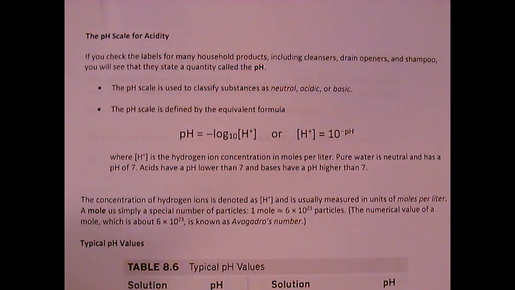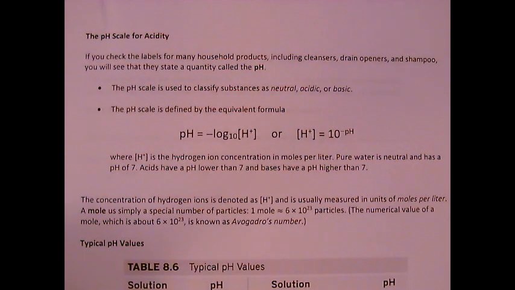Now the pH scale is used to classify substances as neutral, acidic, or basic. And the pH scale is defined by the equivalent formulas here. Here, pH is equal to the negative of the log to the base 10 of H plus, or the H plus is equal to 10 raised to the negative pH. Now, H plus is the hydrogen ion concentration in moles per liter.